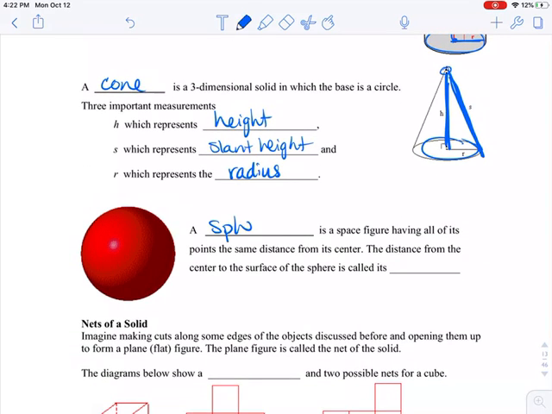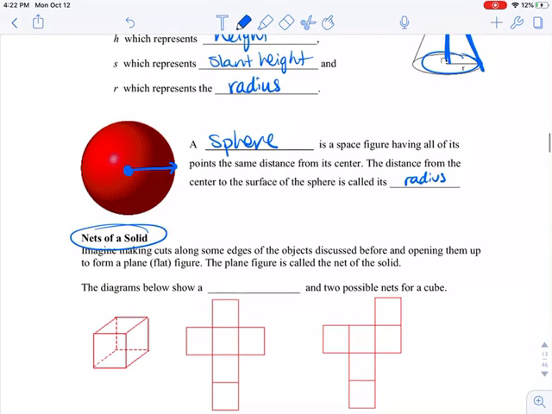This one is a sphere. It's basically any sort of ball. If you think of the very center of it to any point on the outer edge, that's also called the radius. So then we're going to talk about nets of a solid.